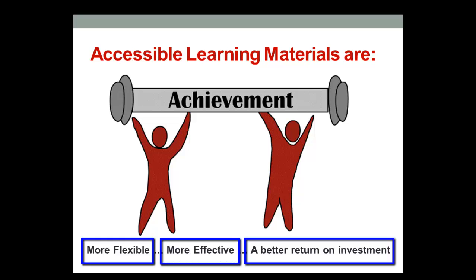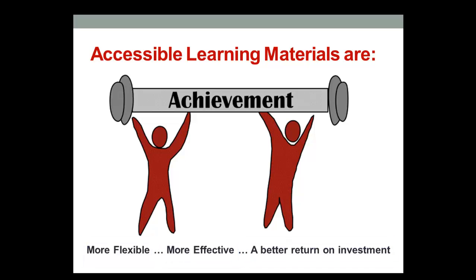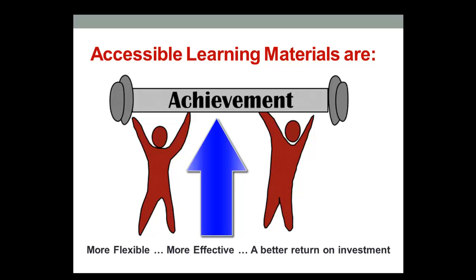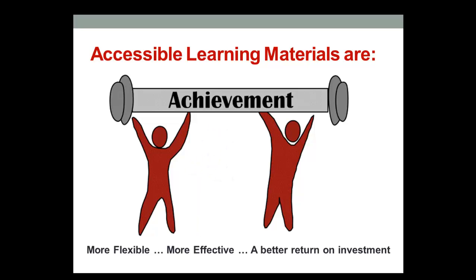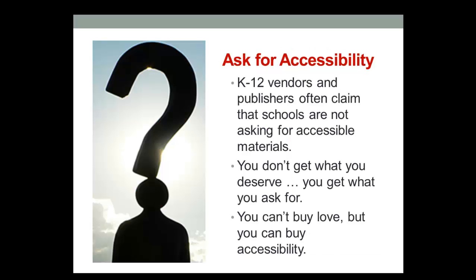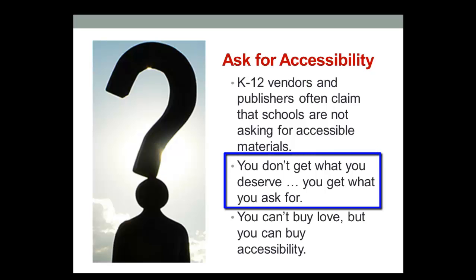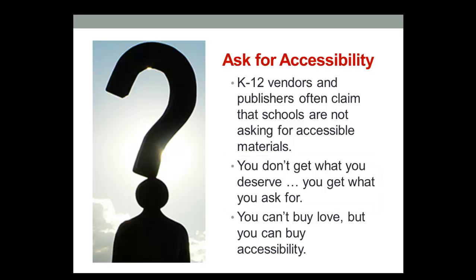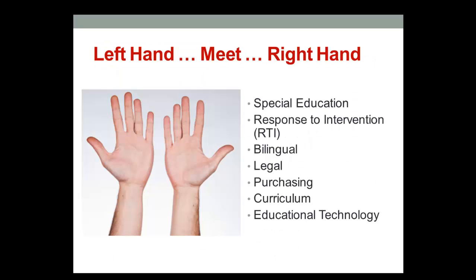As schools, we have to stop dividing the instructional materials pie and diluting our resources. We need to raise the bar and expect content providers to give us materials that are rigorous, engaging, creative, and accessible. K-12 vendors and publishers often claim that schools are not asking for accessible materials. There's a saying that you don't get what you deserve, you get what you ask for. So if schools will specify that they will only buy content that meets accessibility standards, then the market will respond.